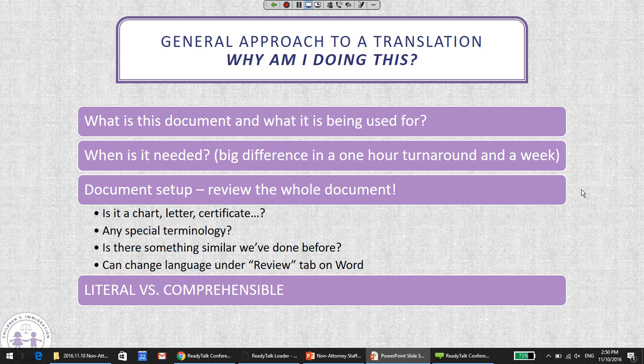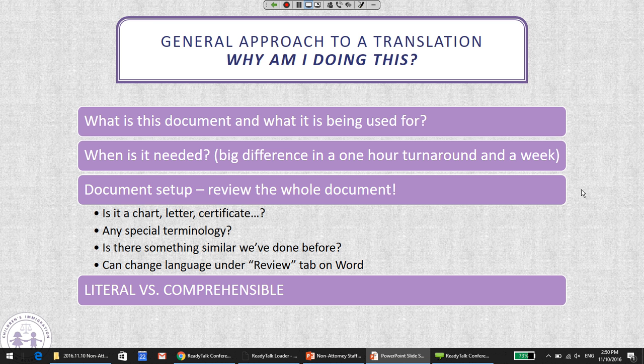You all know you can change the language under the Review tab on Word, change it to Spanish, so that it'll catch spelling errors. I've seen translations that get translated accurately, but there are spelling errors in there. If you're going into Spanish, or even if you're going into English, really, rely on Word if you can. And always read something over before you turn it in.